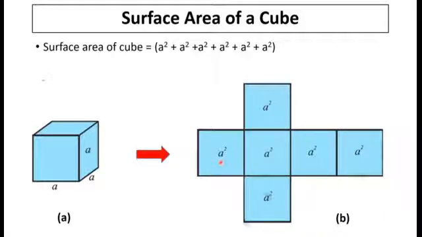So surface area of cube can be given by a square plus a square plus a square plus a square plus a square plus a square. So this is 6 times a square. So now surface area of a cube is given by 6a square.